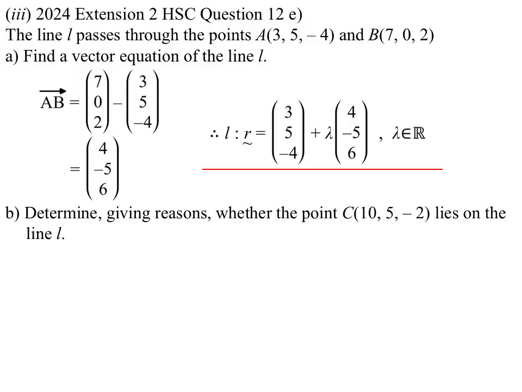Part B, determine whether this point lies on the line. Well, the idea doesn't change from 2 dimensions. How do we show a point lies on the line? We substitute it in and see if it works. But there's another way I could do it.